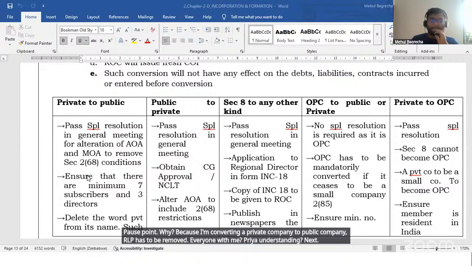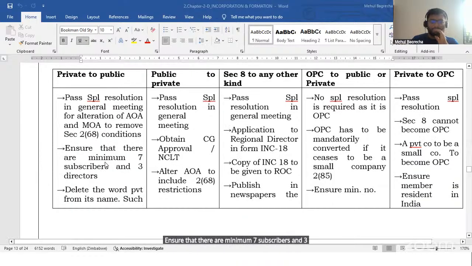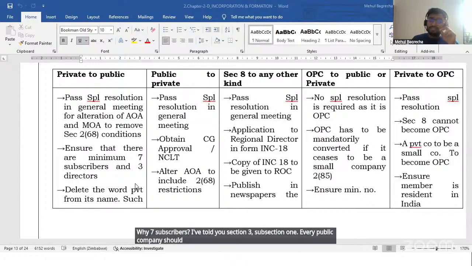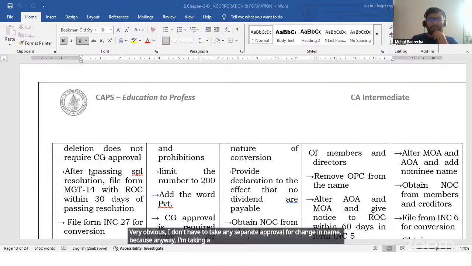Next. Ensure that there are minimum 7 subscribers and 3 directors. Why 7 subscribers? I've told you section 3 subsection 1. Every public company should have at least 7 members who will subscribe to the memorandum of association. We have seen that. All right. Next. Delete the word private from its name. Such deletion does not require CG approval. Very obvious. I don't have to take any separate approval for change in name because anyway, I'm taking a complete approval from the government and from the ROC for changes.